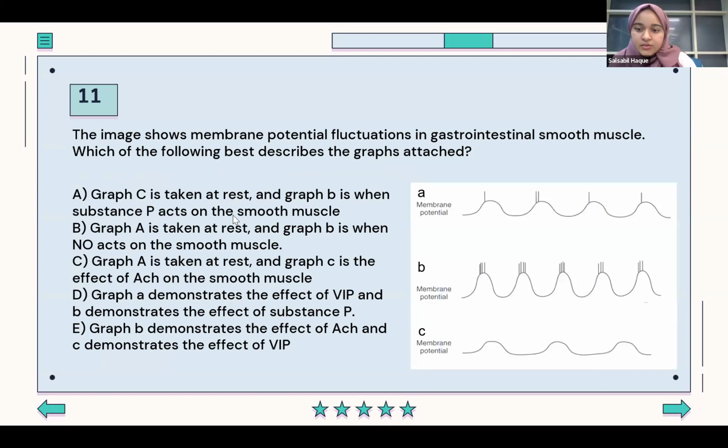All right, next question. The image below shows membrane potential fluctuations in GI smooth muscle. Which of the following best describes the graphs attached?